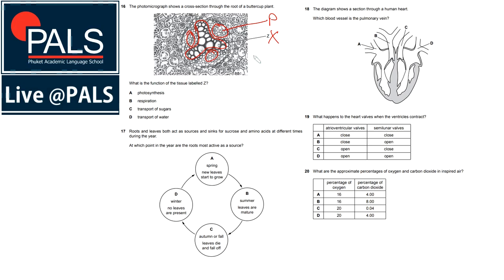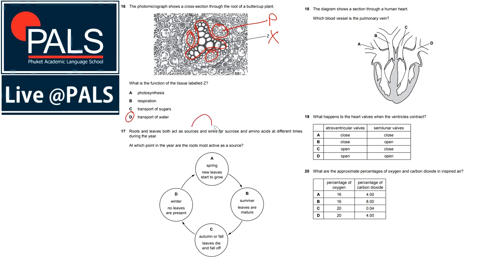What is the function of the xylem? The xylem transports water and dissolved mineral ions from the roots through the stem to the leaves. Sugar is transported by the phloem. Roots and leaves both act as sources and sinks for sucrose and amino acids. So a source provides the sucrose, it's where it comes from. A sink is where it is used, or where it's needed.